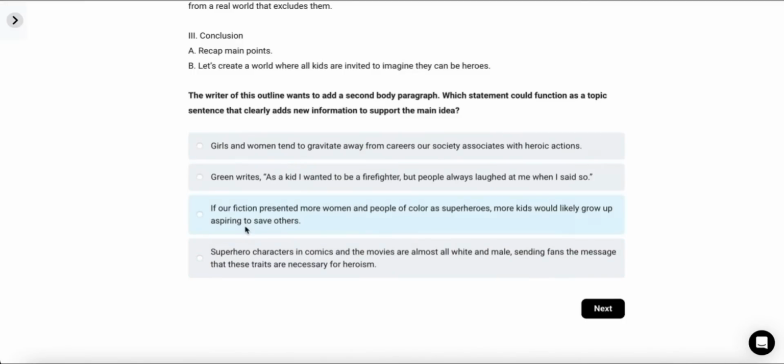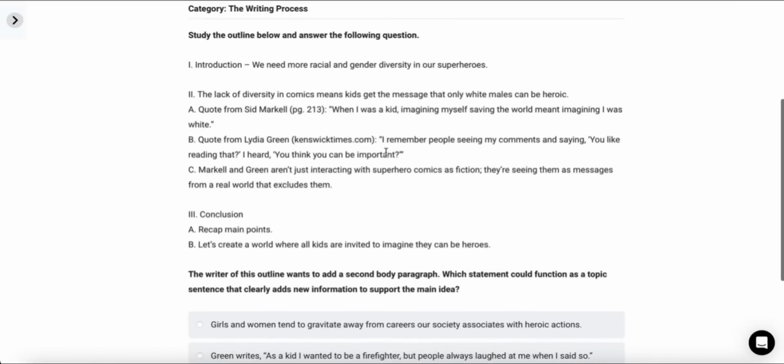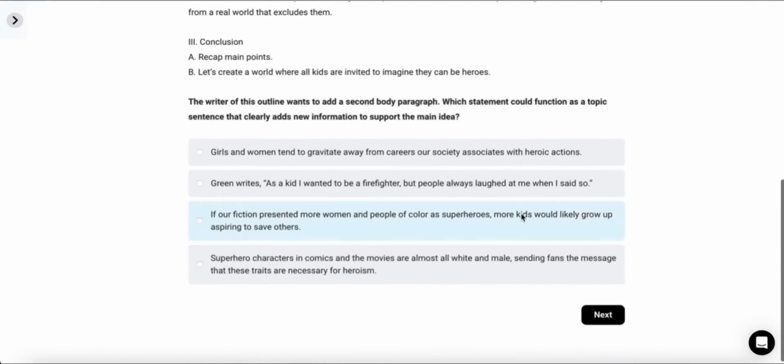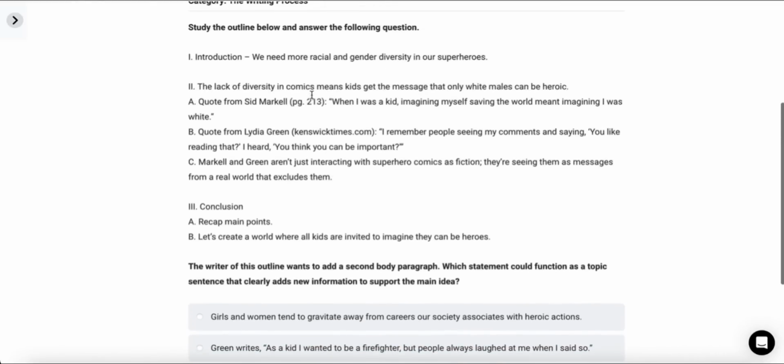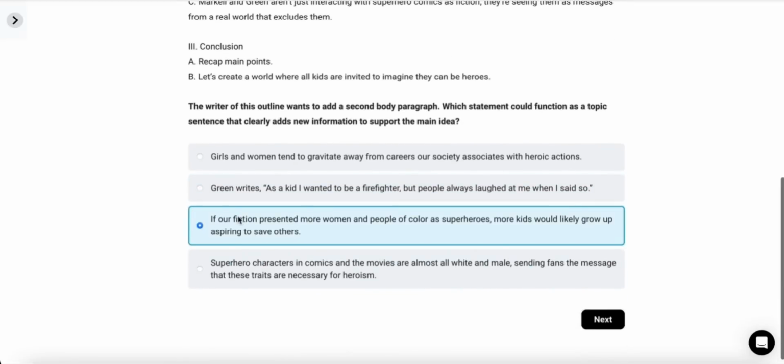So looking at all these answer choices, the last one just repeats the same statement that is mentioned earlier. The lack of diversity in comics means kids get the message that only white males can be heroic. Since it's repeating an idea that was already mentioned, this can be knocked out. The first two answers veer off into a topic that isn't related. Green mentioning a firefighter is completely irrelevant to the ideas that are mentioned in this outline. The correct answer is this one here. If our fiction presented more women and people of color as superheroes, more kids would likely grow up aspiring to save others.